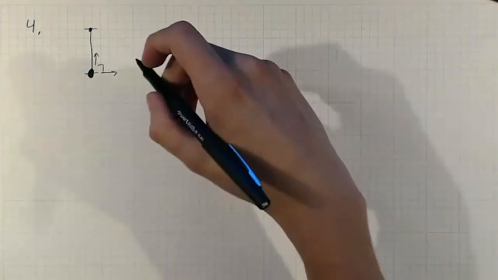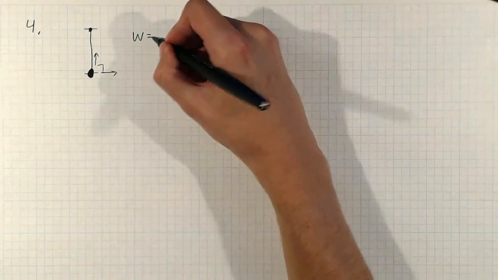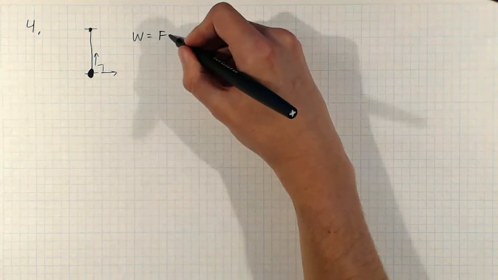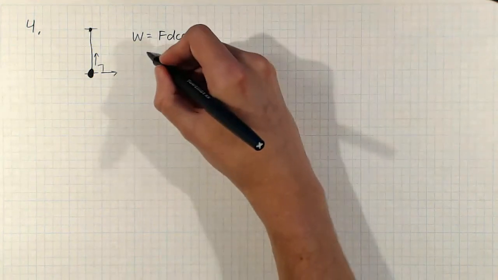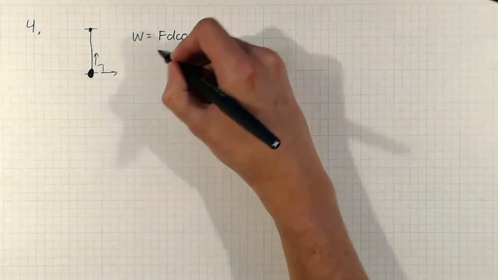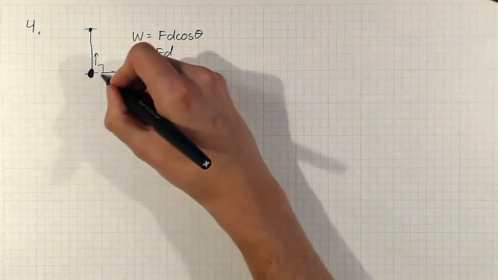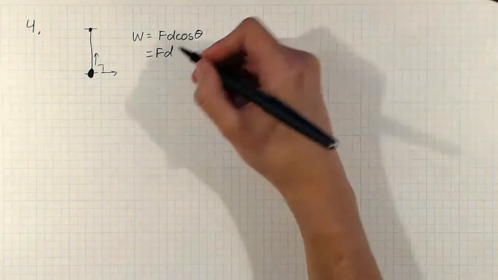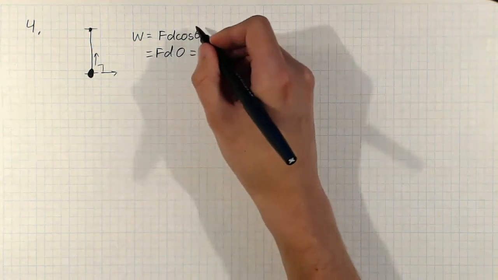So since the force is perpendicular to the motion, there is no work being done by the tension on the bob, because work is equal to force times distance times the cosine of the angle between the two vectors. In this case, work is equal to force times distance times the cosine of 90 degrees, which is, if you plug it into your calculator, 0. So the work is going to be 0 no matter what the force and the distance are.